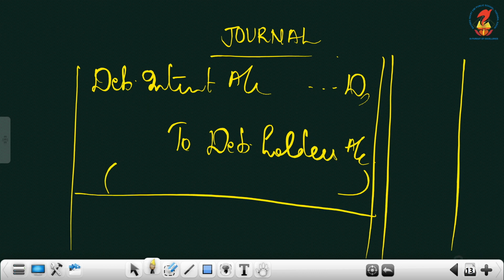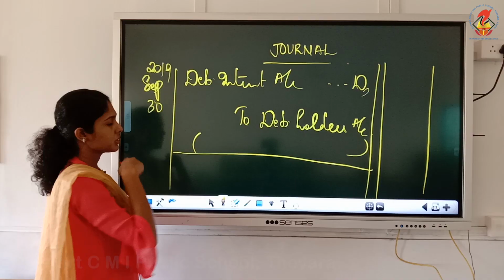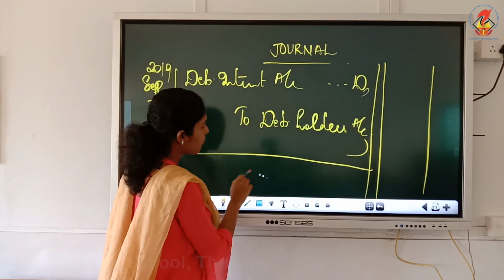Then what's the date you are going to write? When are you going to make the payment? This is not the payment entry, this is the due entry. When will it become due? Every 6 months. So the date is September 30th, 2019.